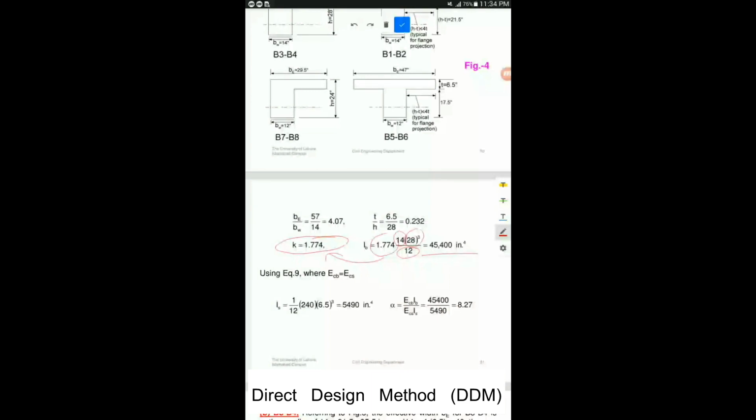The formula to calculate moment of inertia for slab here is again the same, IS is equal to BH cubed by 12. Here H will be the slab thickness, not the beam thickness, because you are calculating the moment of inertia for the slab. So H will be 6.5 inches. Now let us look at how you can find the value of B.